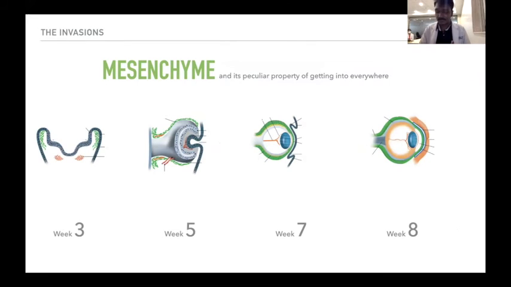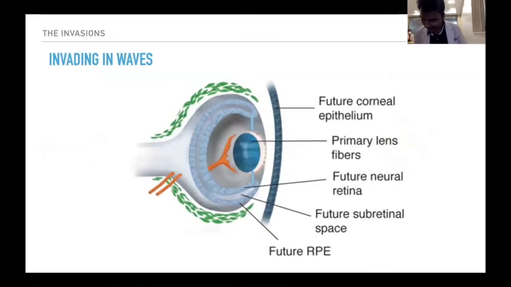Again, we come back to this picture. We have already seen this, but we have to see this again. The green slime is hanging all around. Mesenchyme has a peculiar property of getting in everywhere. It's just like going to the beach and the sand getting everywhere into your dress. So this is exactly how I remember mesenchyme.